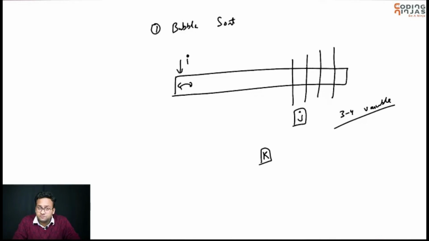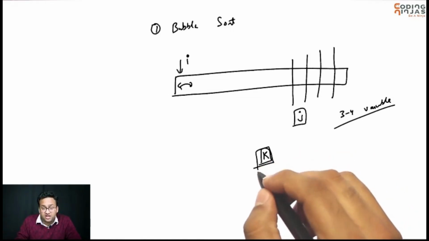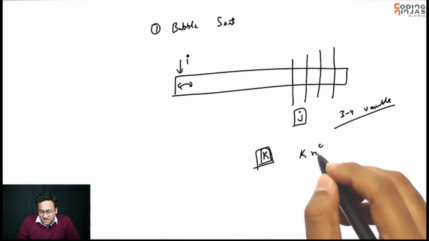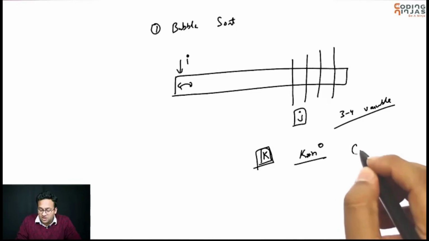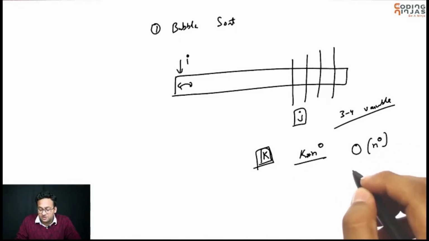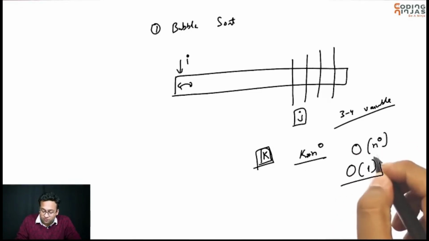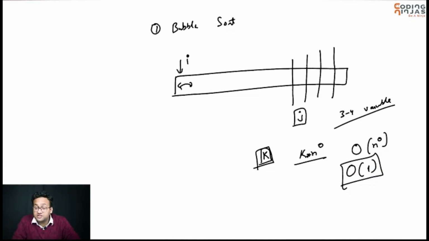So it's very clear when you look at the bubble sort algorithm that you just need some constant number of variables. You do not require any extra space. The total space requirement is k. So we say that the total space requirement is k into n to the power 0. That means the algorithm is big O of n to the power 0, that means big O of 1. Constant space requirement, big O of 1. Okay, so that's how we can calculate it for bubble sort.